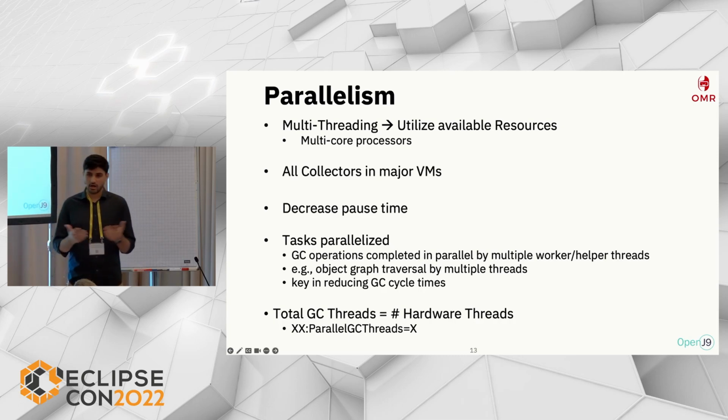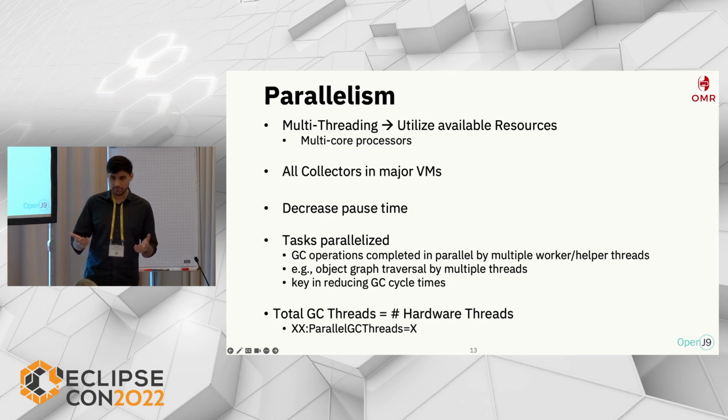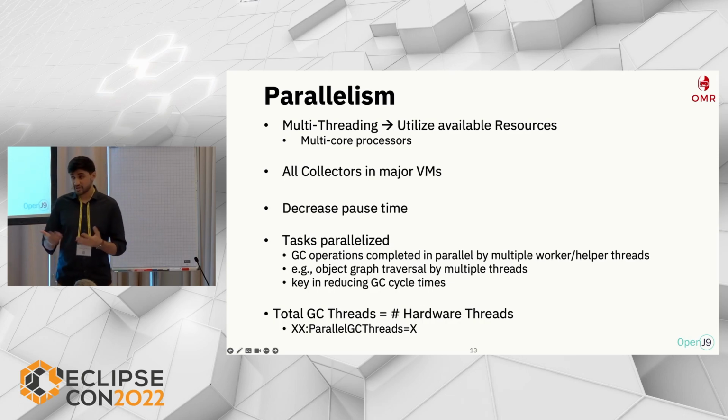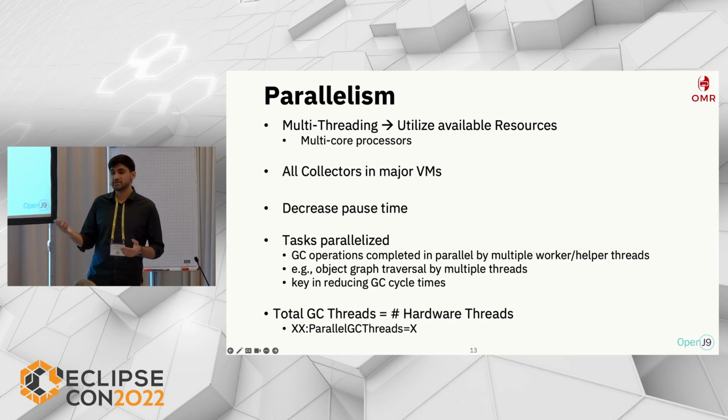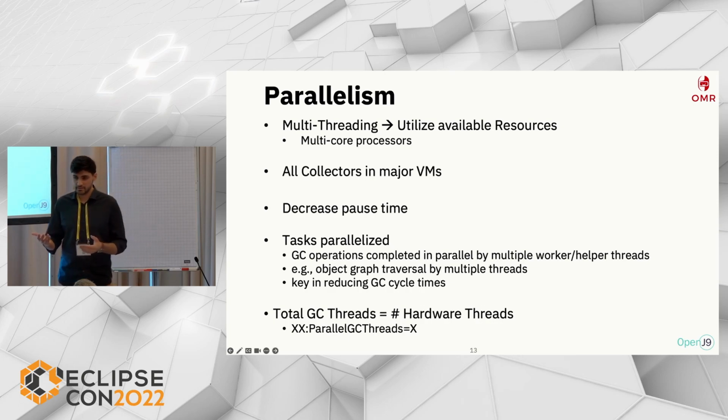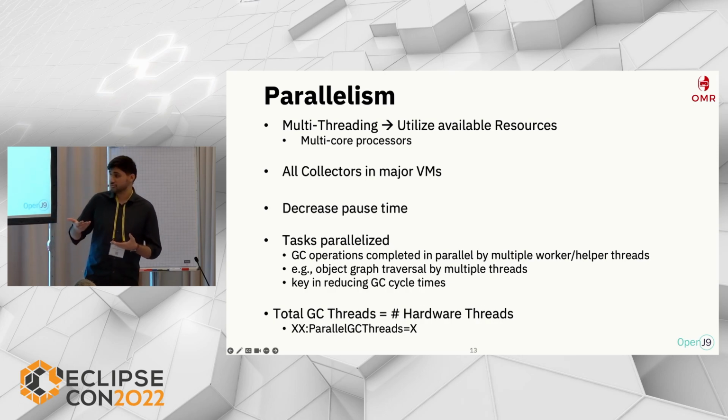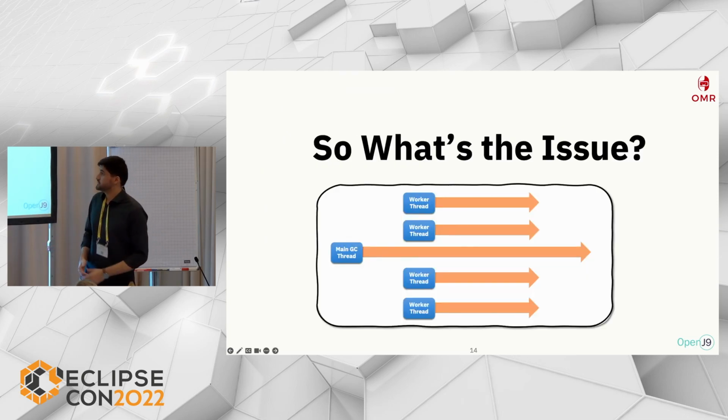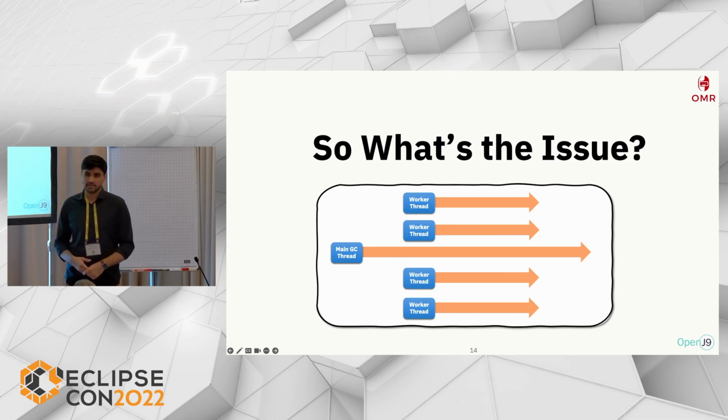All collectors in all major VMs are parallelized to utilize available resources. For example, in OpenJ9, when we set up the VM and the GC, the number of application level threads we set up for the GC is equal to the number of hardware threads that we query from the OS. So you're probably wondering, what's the issue? What's the big deal? Everything looks okay. If you have more resources, we should be able to use them, right?